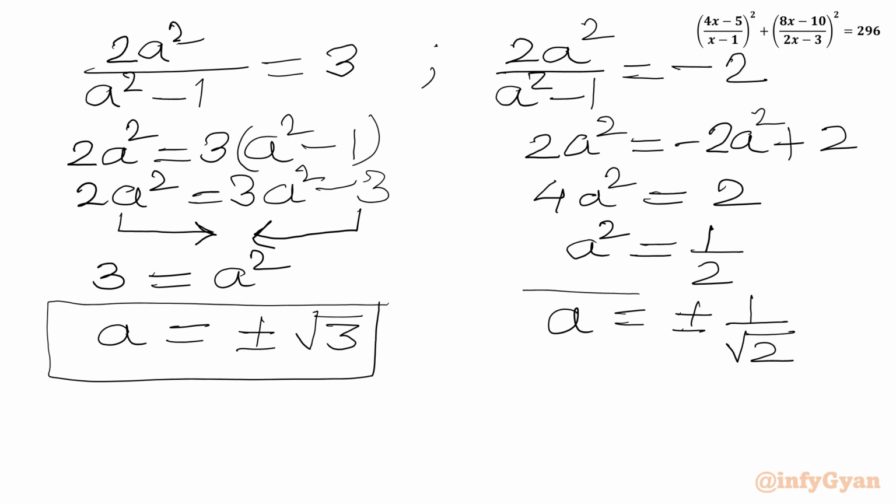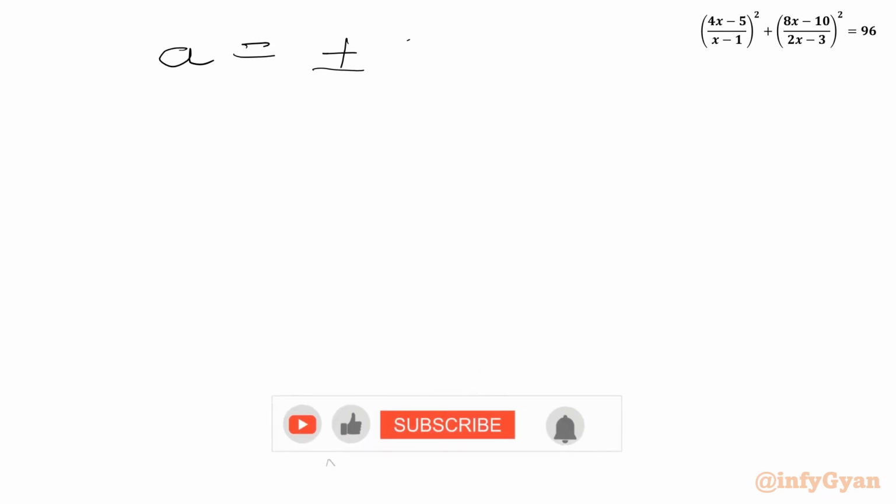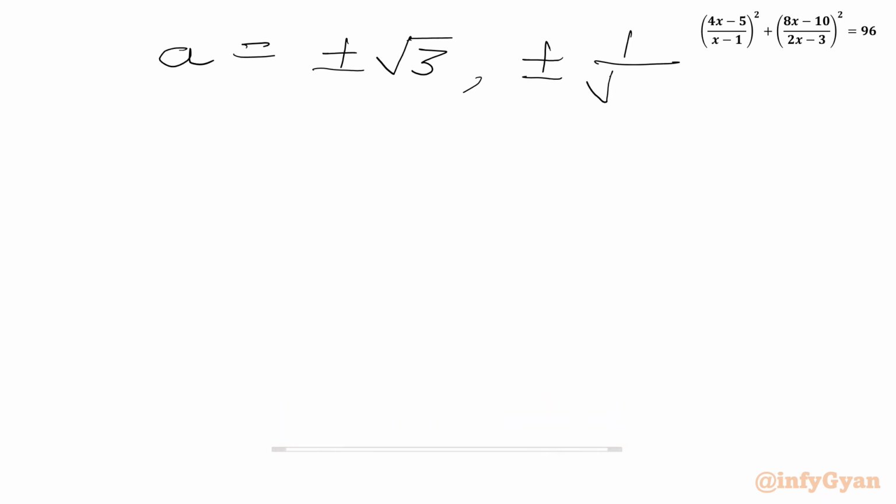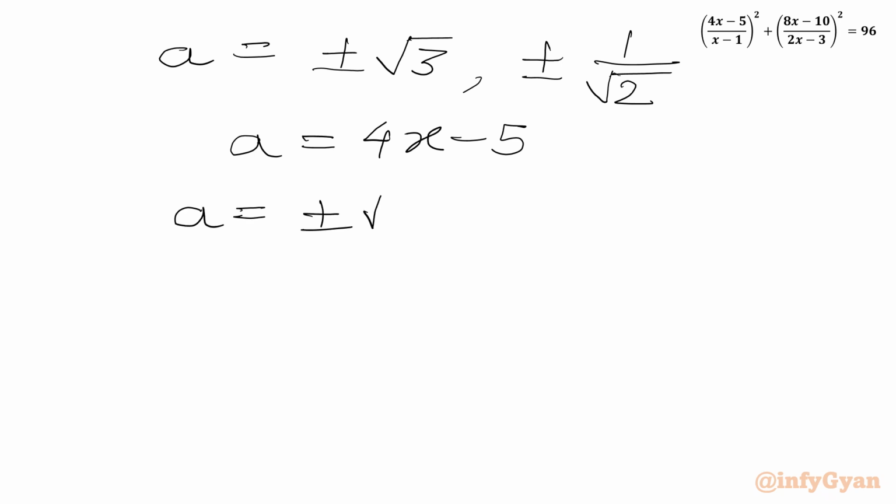So we have 4 a values, plus minus root 3 and plus minus 1 over root 2. Let me write here a equal to plus minus root 3 and plus minus 1 over root 2. Now a was our substitution. If you remember, a was 4x minus 5. So I will consider a equal to plus minus root 3 first. Here I will write 4x minus 5 equal to plus minus square root 3.